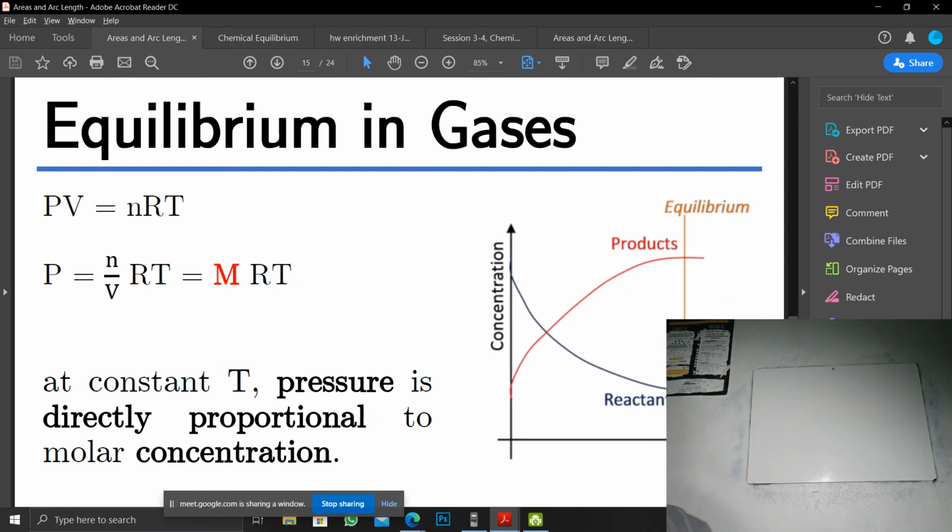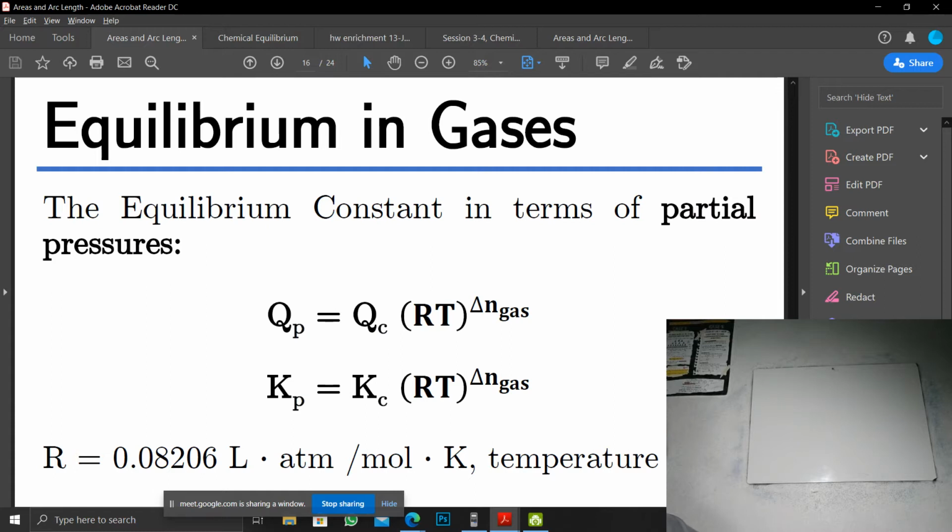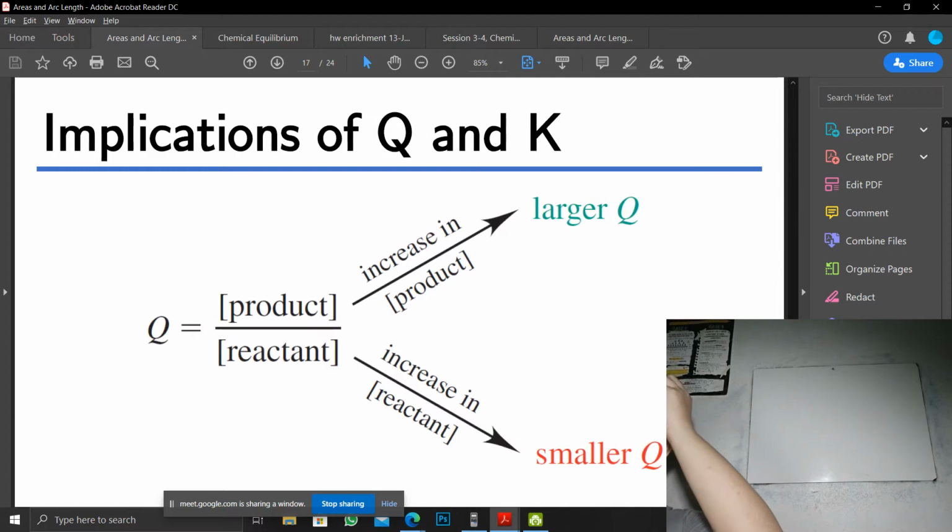Kc and Kp. At constant temperature, pressure is directly proportional to molar concentration as seen dito sa ideal gas law natin. Kaya yon, we can express yung Qp and Kp in terms of Qc and Kc respectively. Kp equals Kc times RT raised to delta n gas. Yung delta n, yung moles sa product minus moles sa reactant. R equals 0.08206 liter atmosphere per mole Kelvin, temperature in Kelvin.